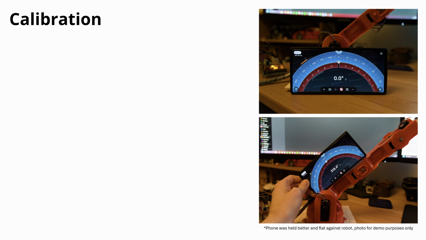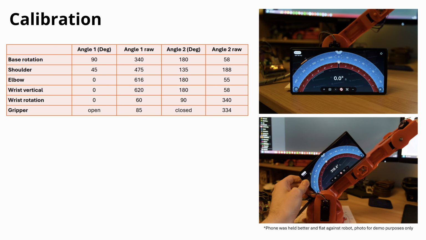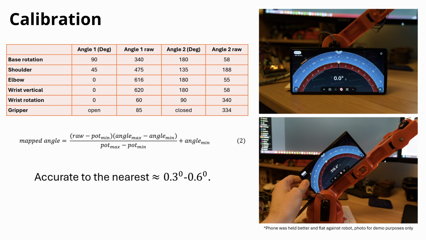Next, the manipulator could be calibrated using a smartphone. The following equation can then be used to find the real angle. The servos are accurate to the nearest 0.3 to 0.6 degrees.